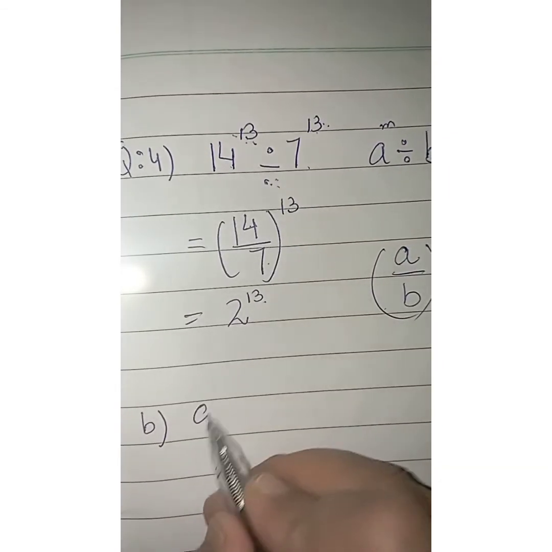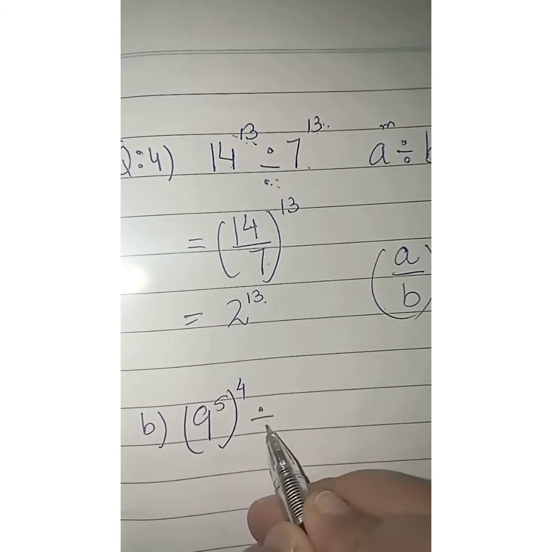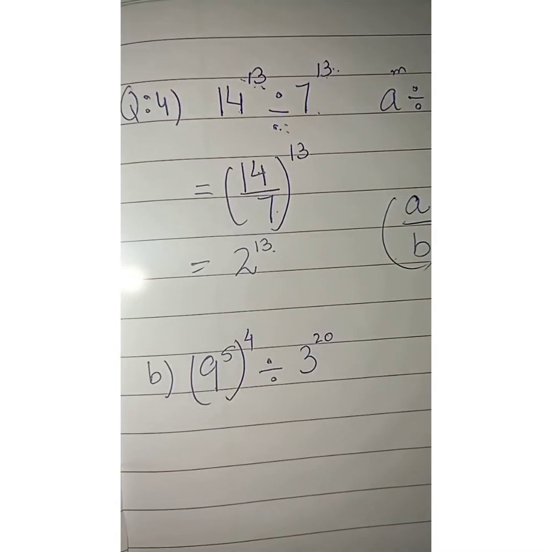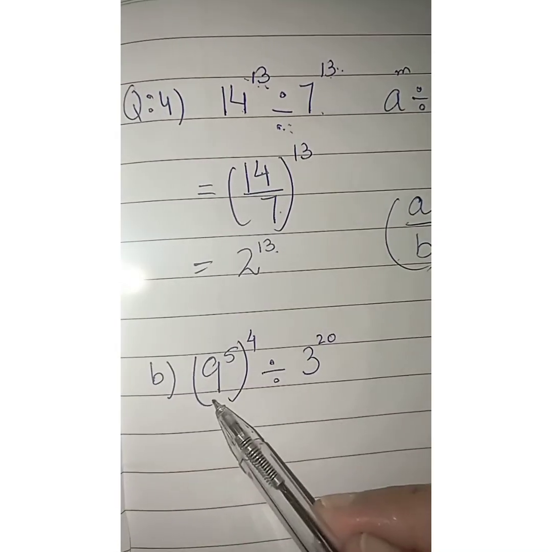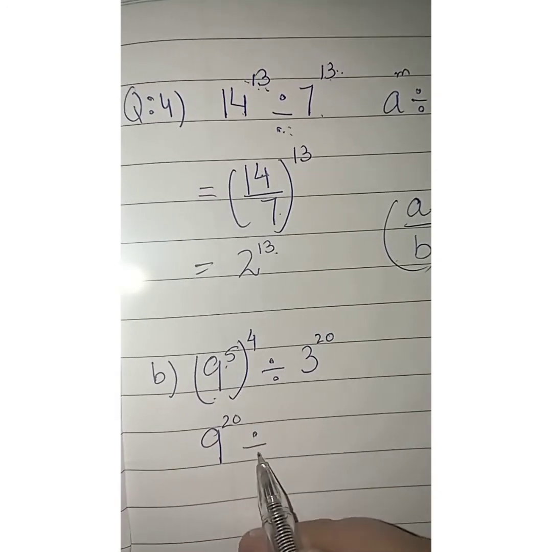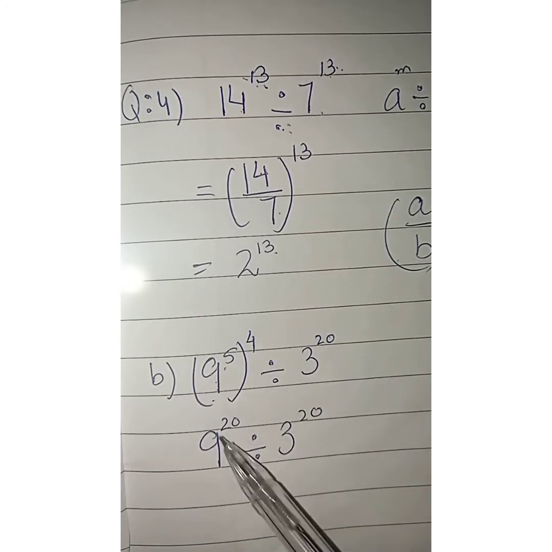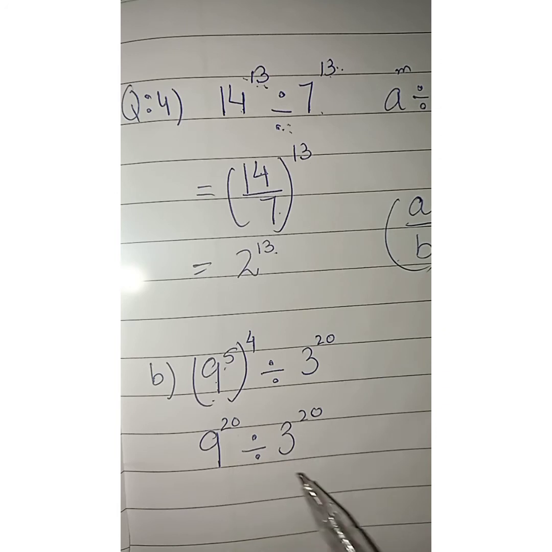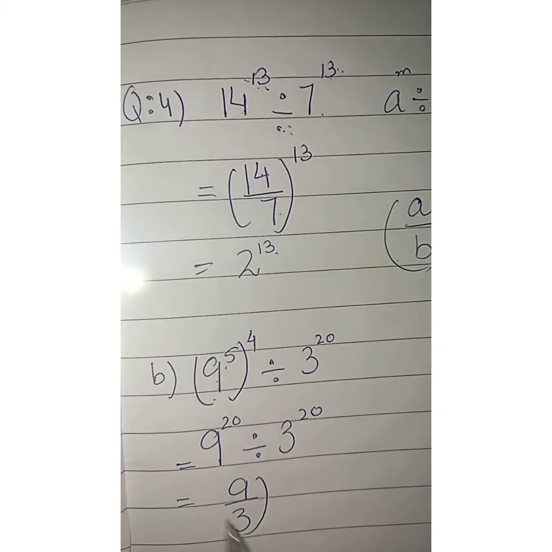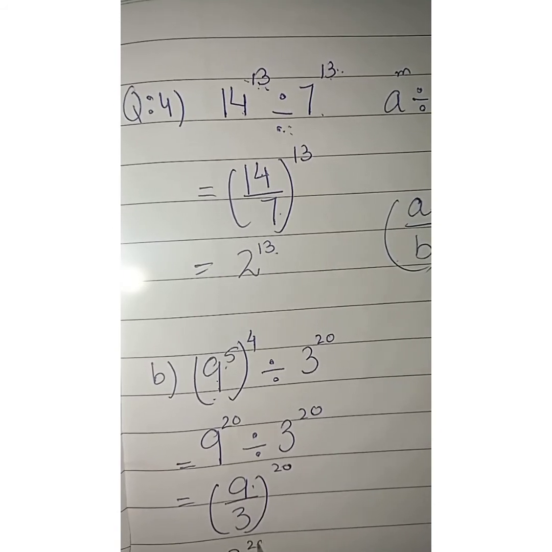where we have (9^5)^4 divided by 3^20. Now we know that (9^5)^4 is the power of power rule, so we will apply it. 5 times 4 is 20, divided by 3^20. Now after applying the power of power rule, we have simply 20 as the power on both numbers, so we will apply this rule and divide 9 by 3 with the power 20. So 3 times 3 is 9, we have got 3^20.